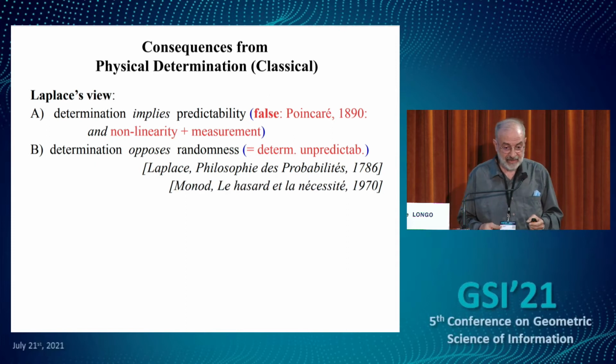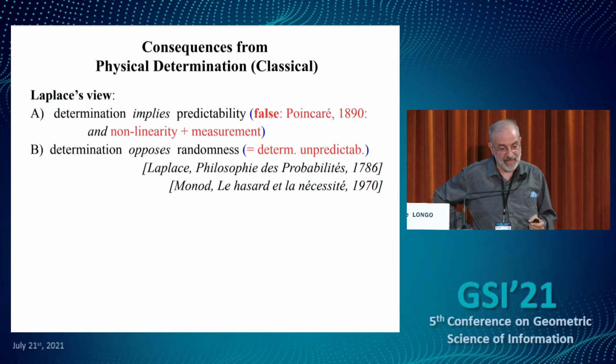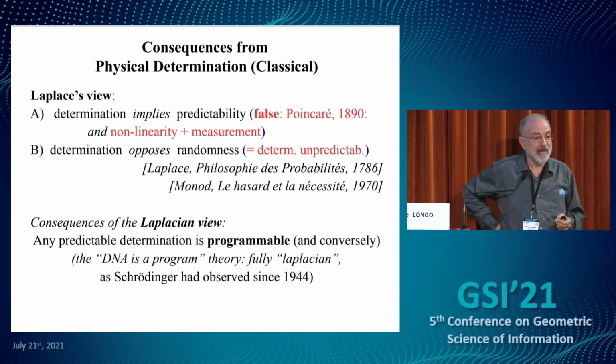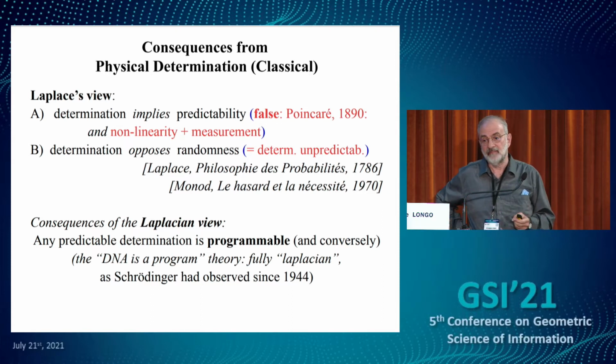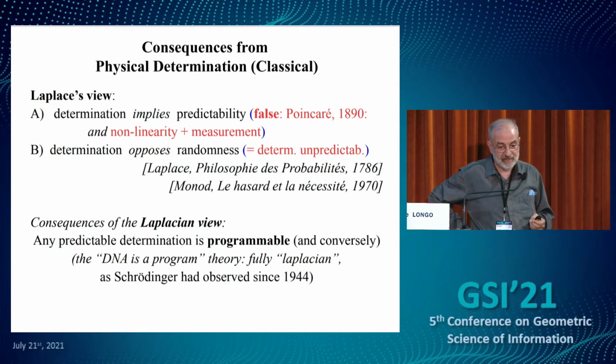It's very sad to discover, reading Monod in Hasard et Nécessité, that he is exactly in the position of Laplace. The contraposition of Hasard and Nécessité is termed exactly like in Laplace. That's why the Laplacian view brings the mainstream thinking, still present now, that the DNA is a program.